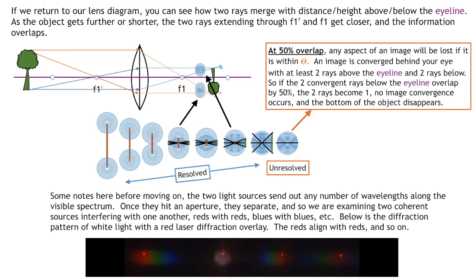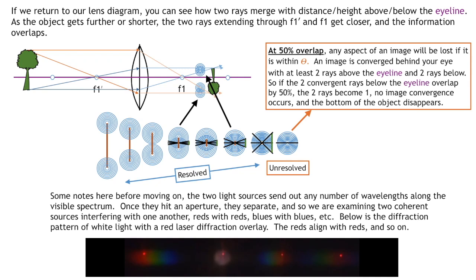So again, at 50% overlap, any aspect of an image will be lost if it is within theta. An image is converged behind your eye with at least 2 rays above the eye line and 2 rays below. So if the 2 convergent rays below the eye line overlap by 50%, the 2 rays become 1. No image convergence occurs, and the bottom of the object disappears.